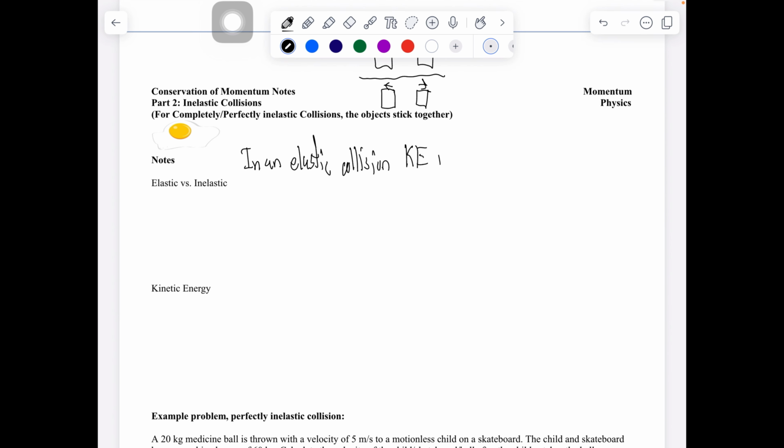kinetic energy is conserved. This is for an elastic collision. An elastic collision is any collision where kinetic energy is conserved. Inelastic, you can probably guess, if elastic is where kinetic energy is conserved, inelastic collisions are where kinetic energy is not conserved. In an inelastic collision, kinetic energy is not conserved.